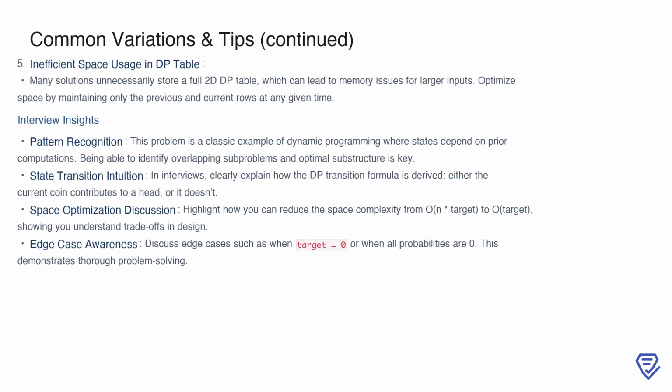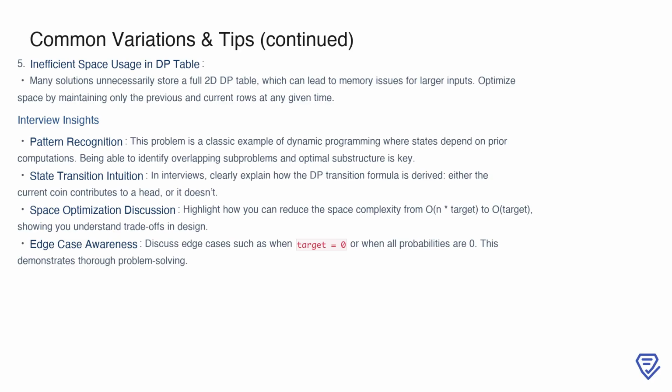Efficient space usage is another key consideration. Many implementations store the entire 2D DP table, but this can lead to memory issues for larger inputs. Instead, you can optimize space by storing only the previous and current rows at a time, reducing memory usage significantly.